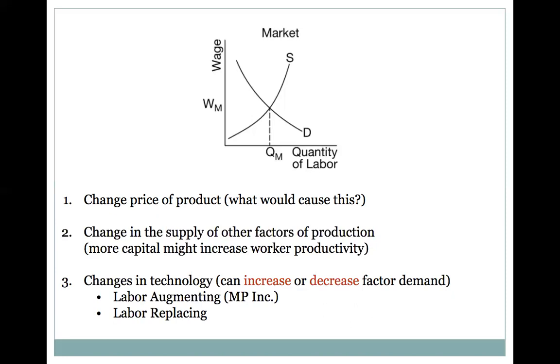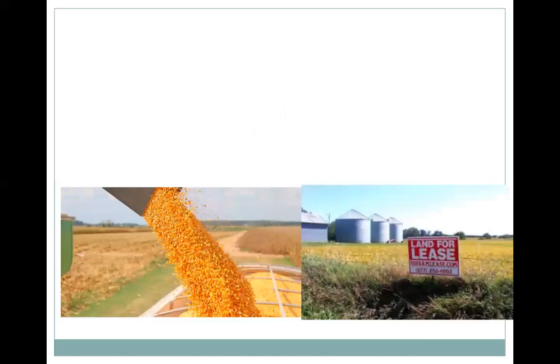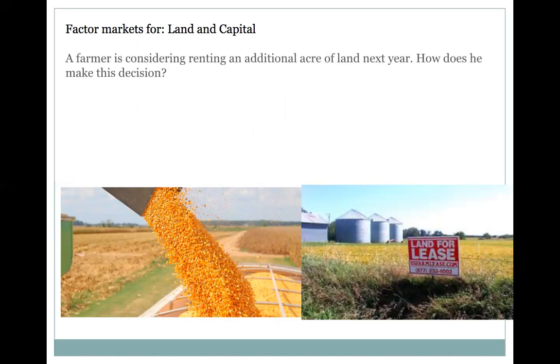But there's lots of examples where you could see how when labor became more productive, it resulted in higher demand for those workers. Let's look a little bit at factor markets for land and for capital, in particular land first. Let's take a farmer, and he's considering renting an additional acre of land next year. So how does he make this decision? Well, what's that land going to do? It's going to yield corn for me. Well, then I sell the corn.